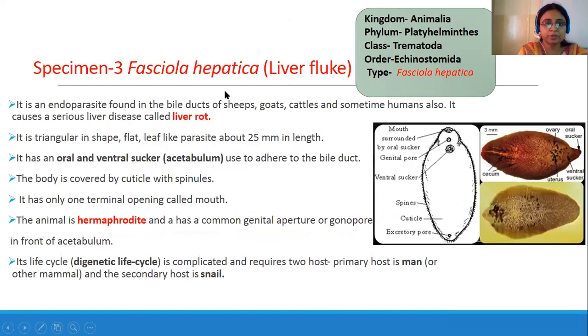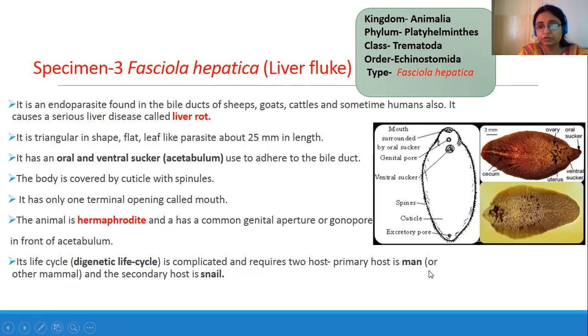Our next specimen in the row is the specimen Fasciola hepatica. Commonly it is called the liver fluke. This is the classification: kingdom Animalia, phylum Platyhelminthes, class Trematoda, order Echinostomida, type Fasciola hepatica, or commonly liver fluke.